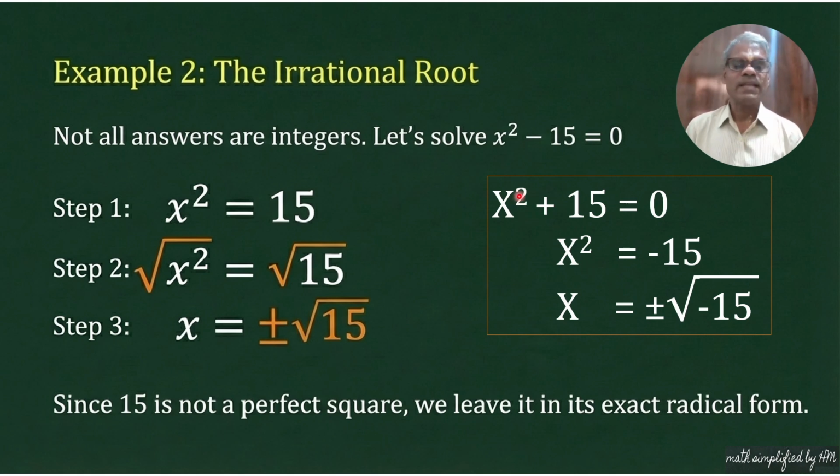Consider one another example, x square plus 15 is equal to 0. When we move this 15 to right side, we will get x square is equal to minus 15. Taking square root of both sides, we get x is equal to plus or minus square root of minus 15. Again, minus 15 is not a perfect square. We leave it in its exact radical form.